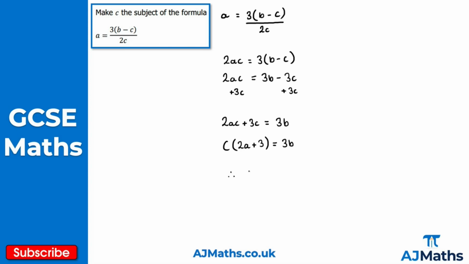On the left-hand side here, we'll just simply get c equals, we're going to get 3b divided by 2a plus 3 there. And there we have it. So that's the solution there to question 2.